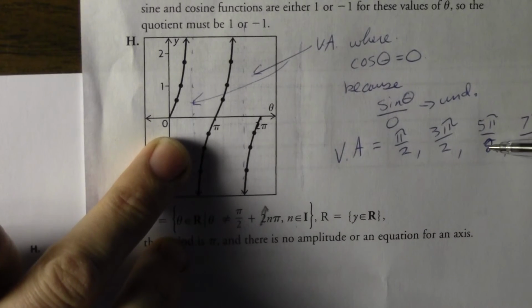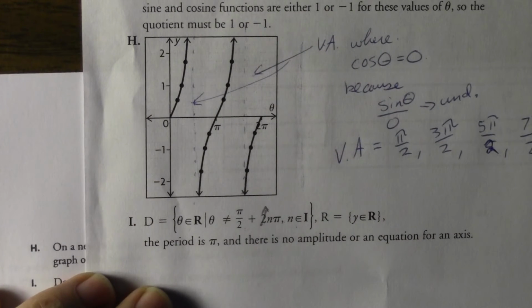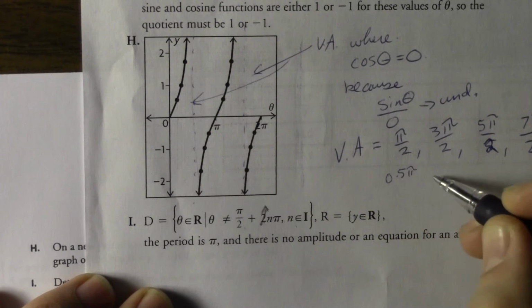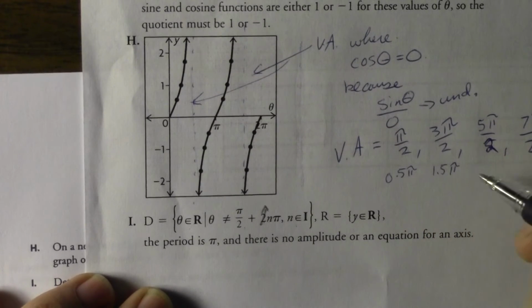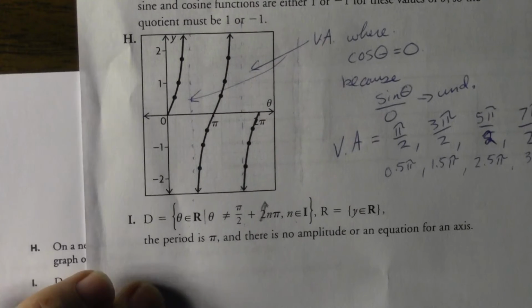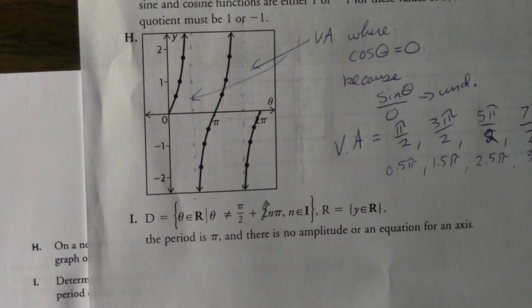You're adding 2 pi? No, because it's divided by 2, I'm just adding a pi. I'm not adding 2 pi, I'm adding a pi each time. But you're keeping the 2 there as well. Yeah, because 2 is the whole. So this is 0.5 pi, this is 1.5 pi, this is 2.5 pi, this is 3.5 pi. You get it? Everybody get it?